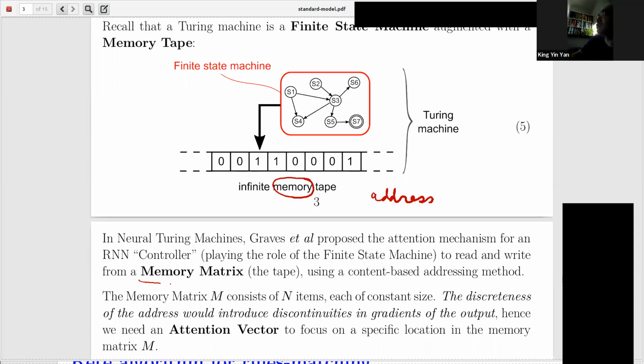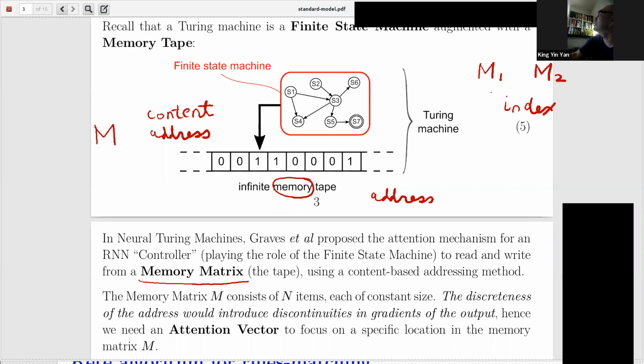And that's why they introduced the memory matrix, the matrix M, and we use the content to address the memory. Content address. So what does it mean? For example, in the old way, you have the first memory, the second memory, right? And you use the index i to address the memory. Traditionally, you use the index i to address the memory, but this is not differentiable. If the index i changes from 1 to 2, then the memory changes abruptly. And so it's not differentiable.